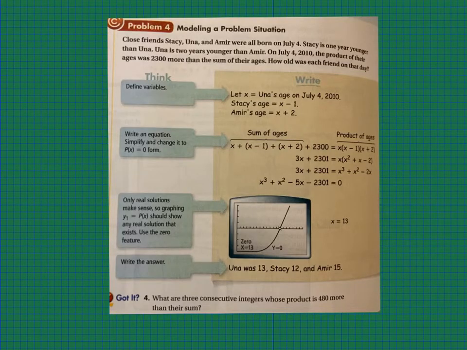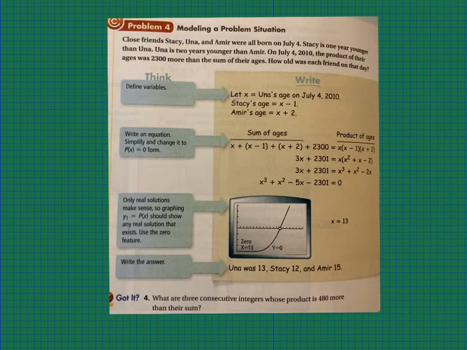All right, for the last example here, we're talking about modeling a situation. Close friends Stacy, Una, and Amir were all born on July 4th. Stacy is 1 year younger than Una. Una is 2 years younger than Amir, and on the 4th of July 2010, the product of their ages was 2,300 more than the sum of their ages. So how old is each friend on that day?